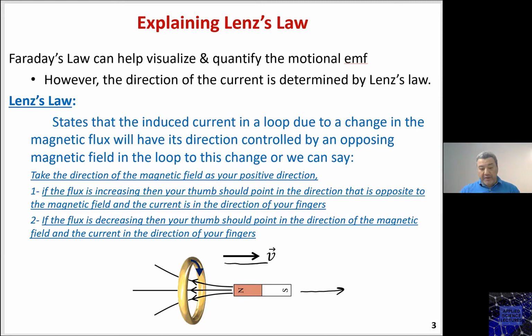Now, if the magnetic field is increasing, again, the direction of the magnetic field is our positive direction. Then I will put my thumb in the opposite direction to the magnetic field, and then the curling fingers will give me the direction of the current. We will see this in more examples.